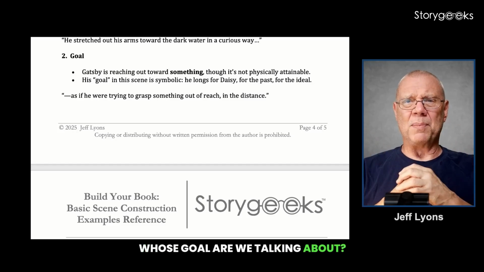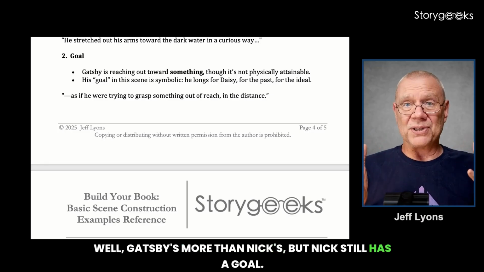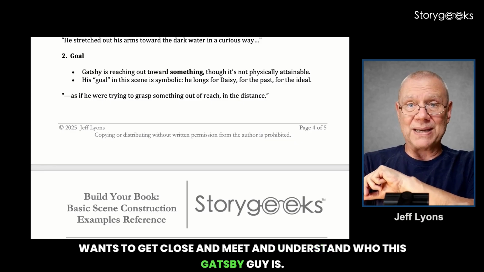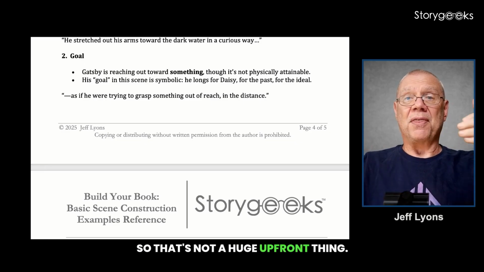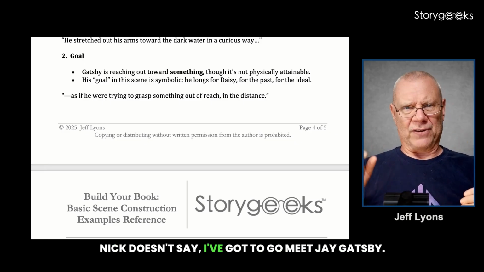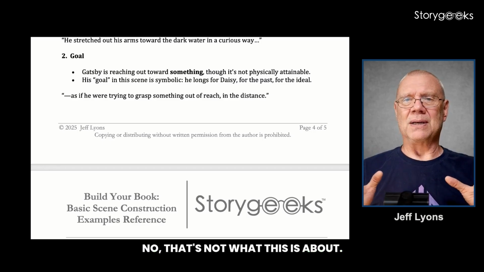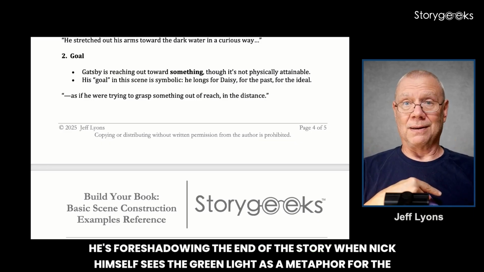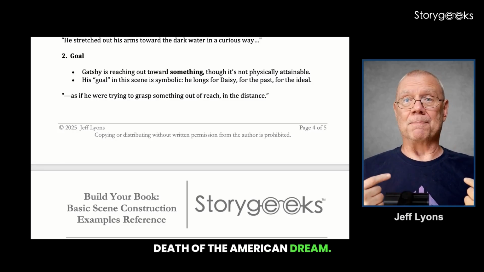Whose goal are we talking about? Well, Gatsby's more than Nick's, but Nick still has a goal. He wants to get close and meet and understand who this Gatsby guy is. Okay, so that's not a huge upfront thing. Nick doesn't say, I've got to go meet Jay Gatsby. No, that's not what this is about. He's foreshadowing the end of the story, when Nick himself sees the green light as a metaphor for the death of the American dream.